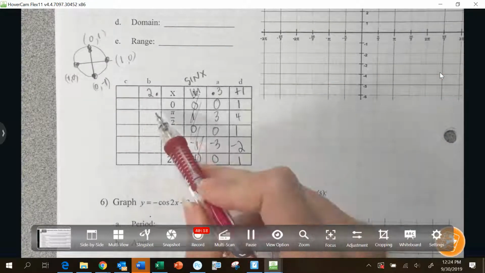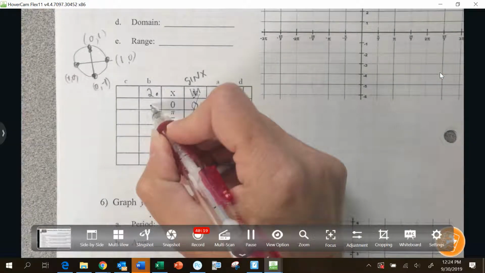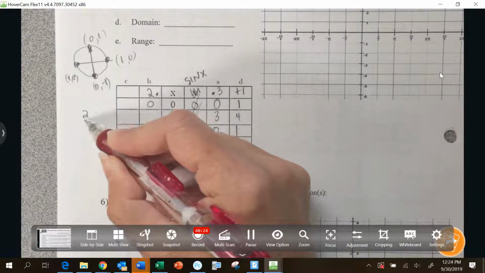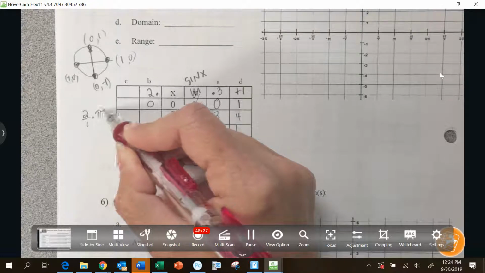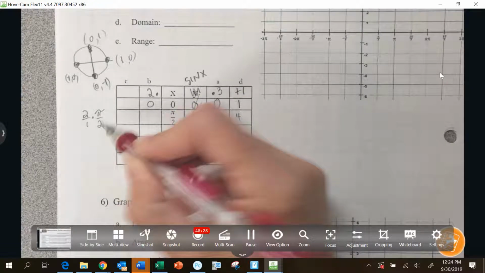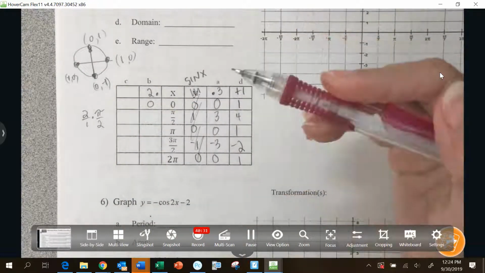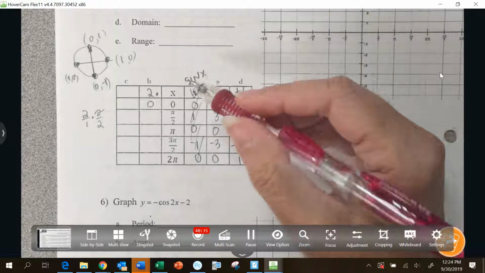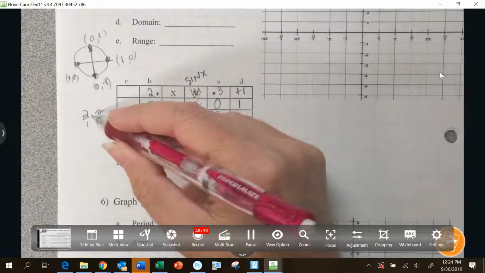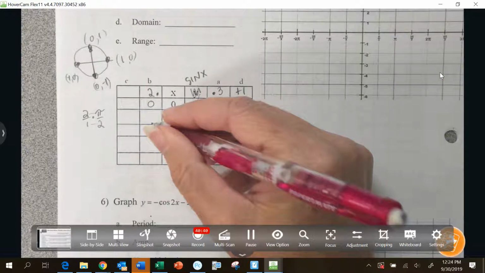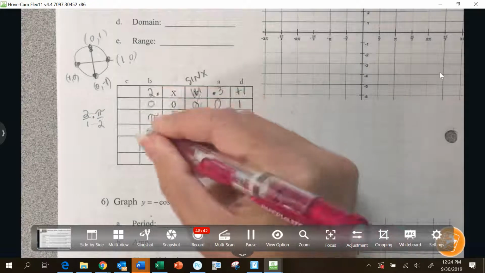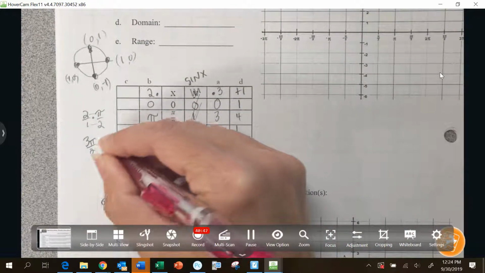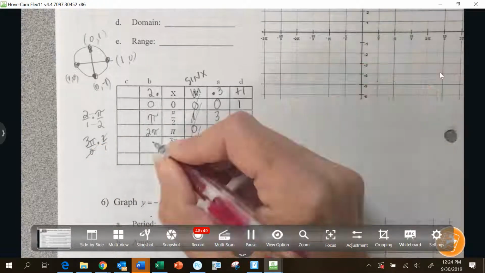On my x side, I'm going to multiply each of these by 2. So I get 0, and then when I take pi and multiply by 2, right now it's not too hard. But in the next section, what we do tomorrow might be a little more difficult because you have to be able to multiply and add fractions. When I multiply these, I go straight across and get 2 pi over 2, which is pi. Pi times 2 is 2 pi. 3 pi over 2 times 2 is 3 pi.